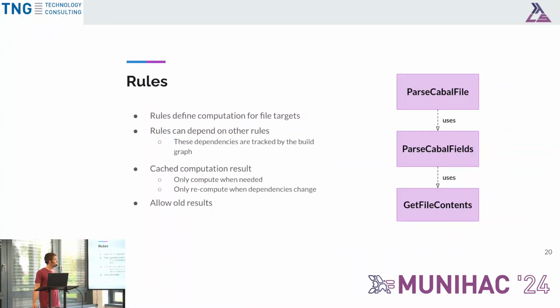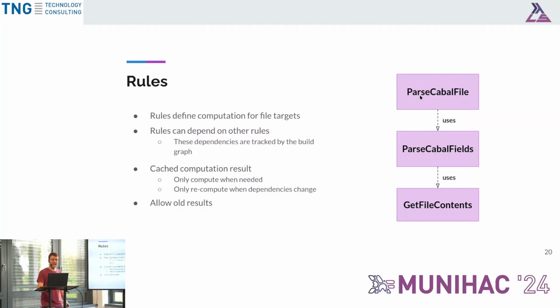So first things first, rules essentially just define some computations for a file target. So you always run a specific rule for a file. For example, you run the parse cabal file rule for some specific cabal file. Additionally, rules can depend on the results of other rules. On the right side you can see these dependencies tracked in the build graph, and what this build graph looks like for our particular handler. So we have 3 rules here. We have 3 rules that depend on each other.